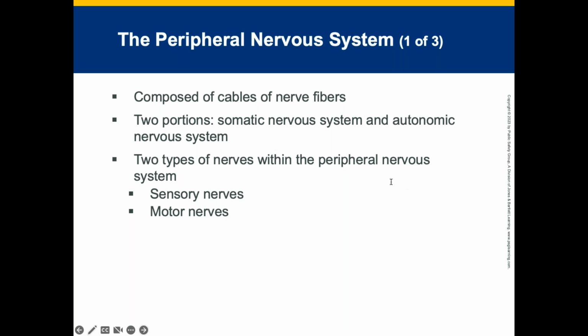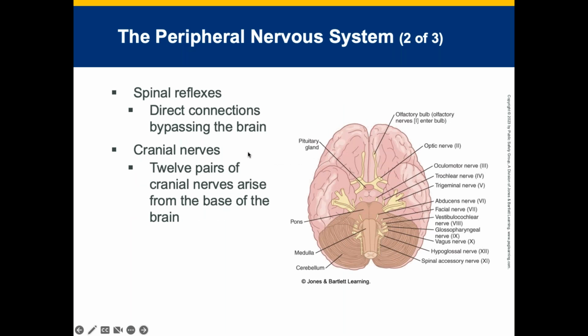The peripheral nervous system, composed of cables and nerve fibers, is divided into 2 portions: somatic and the autonomic nervous system. The autonomic has 2 different systems within that, one being the sympathetic, which is the fight or flight, and the parasympathetic, which used to be called the feed or breed, which actually slows down the body. And there are 2 different types of systems within the peripheral nervous system: sensory and motor, which we'll get more into when we start talking about neurosystems.